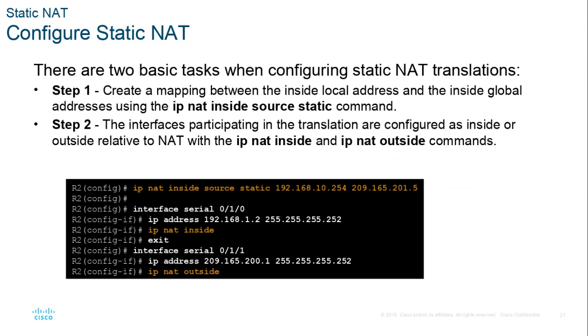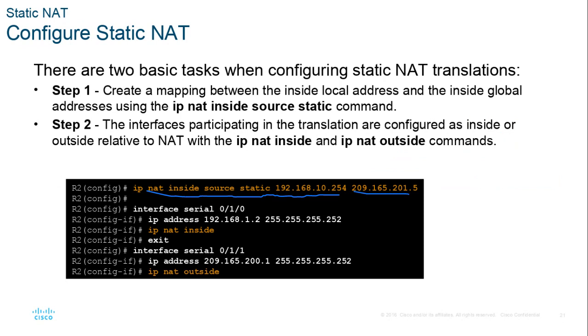The configuration is not that complicated. Step one, we're going to create a mapping between the local inside address and the inside global address using this command. Okay, ip nat inside source static. This is the inside address of, say, the web advisor server. And then this is the outside address that webadvisor.tccd.edu seems to be from the outside world.